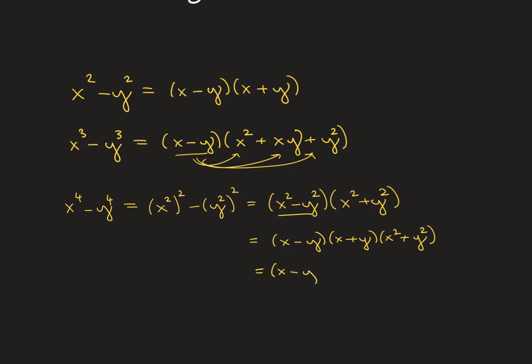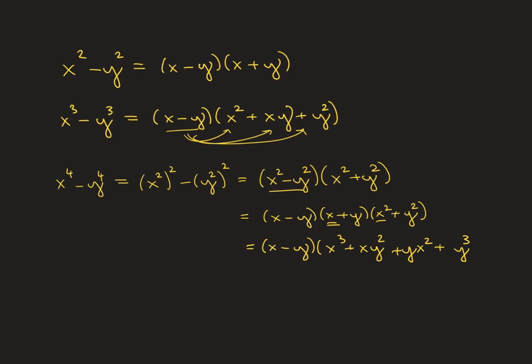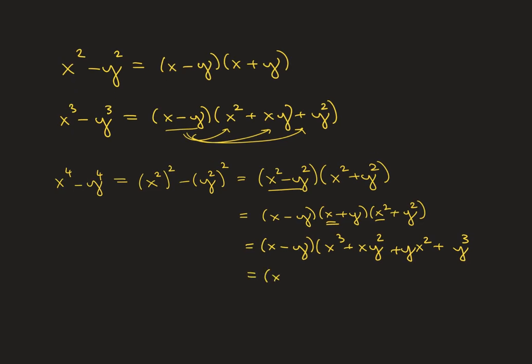Let's do x minus y. So let's just FOIL this. This is going to be x cubed for the first. And then we got x times y squared plus x times y squared. For the outside step, plus y times x squared. Nice. And then plus y cubed. Okay. I'm going to kind of reorganize this. This is the same thing as x minus y times x cubed plus x squared y plus x times y squared plus y cubed.